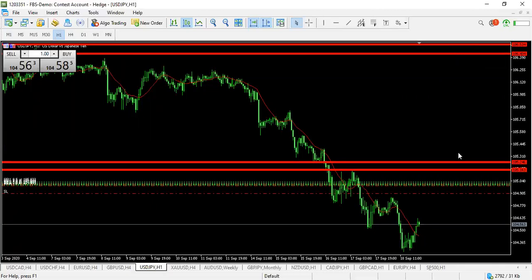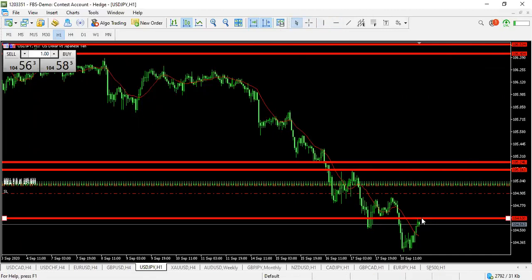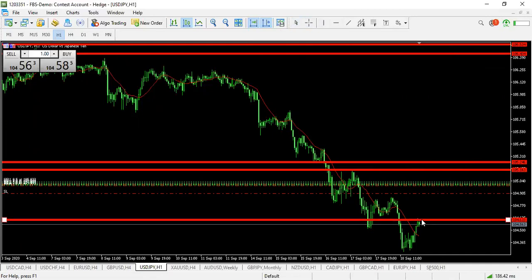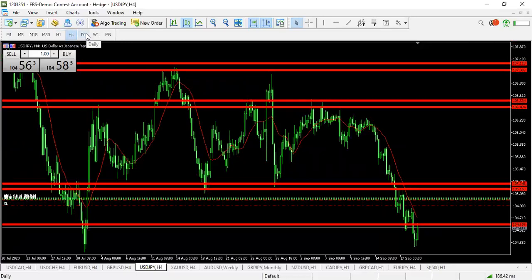And 105 is a good resistance as well. Then if we get a rotation higher, 105 must be good. Also, we've got a small resistance here, which was acting as support in the previous week, 104.600. So we might see this pair not even go as high as 105. We might just see it continue down from this zone, 104.600, because it's acting as a strong resistance.